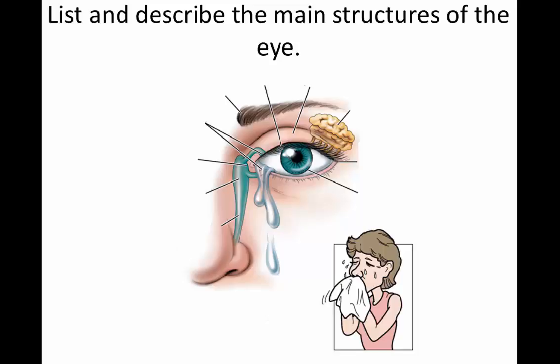So let's start with the eye. We'll start by listing and describing the main structures of the eye, and then we'll move more internally looking at the parts of the eye.